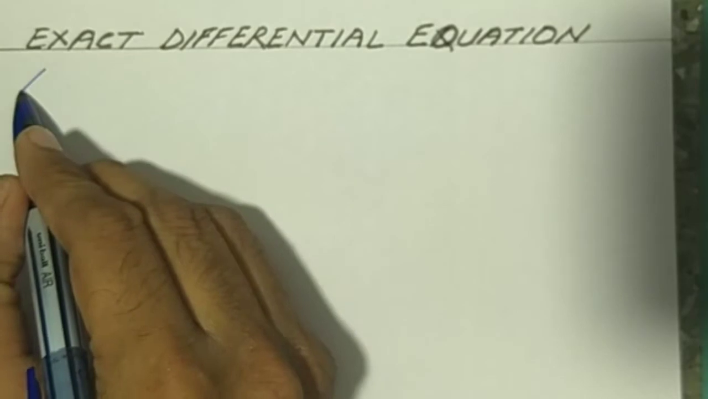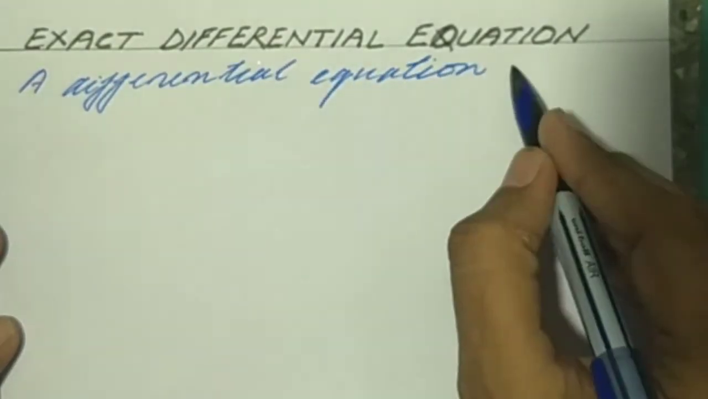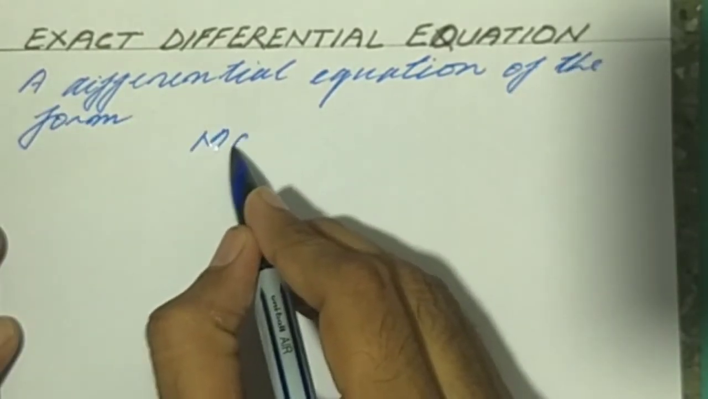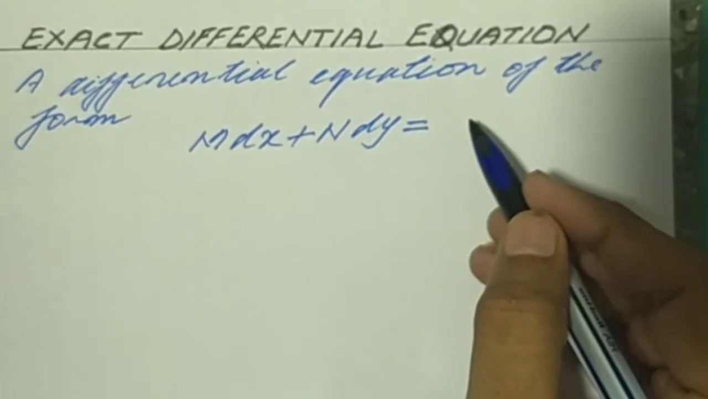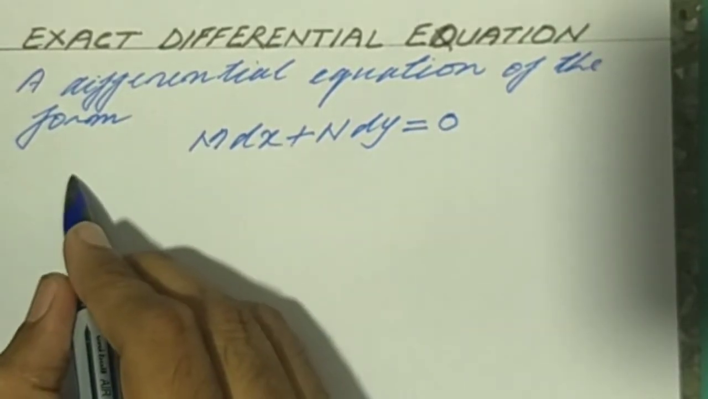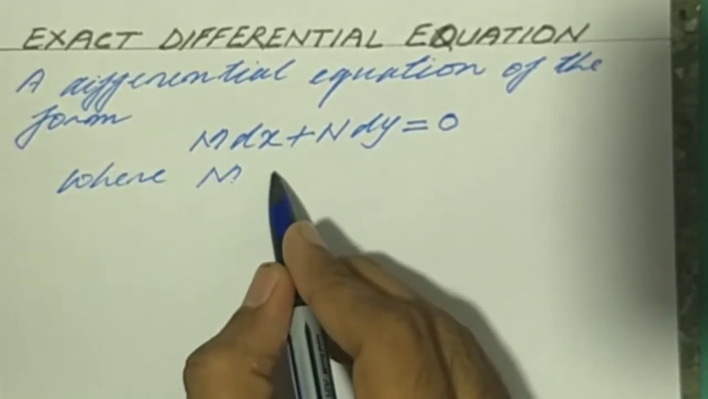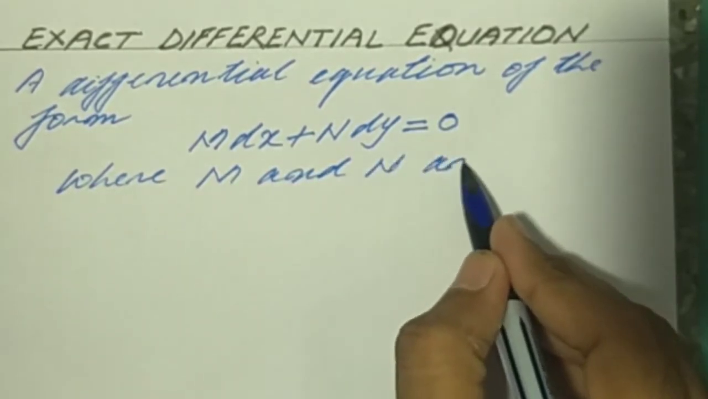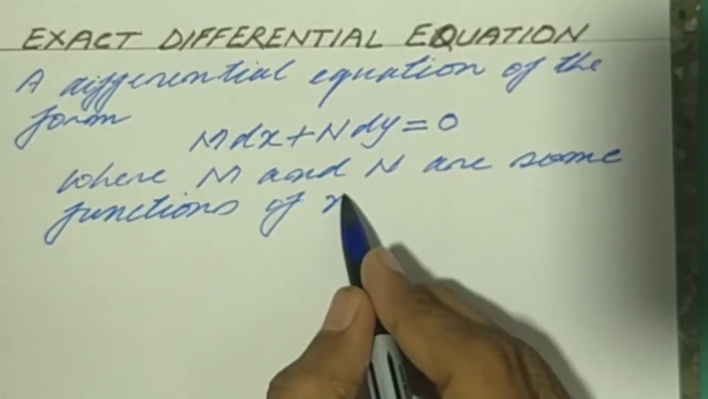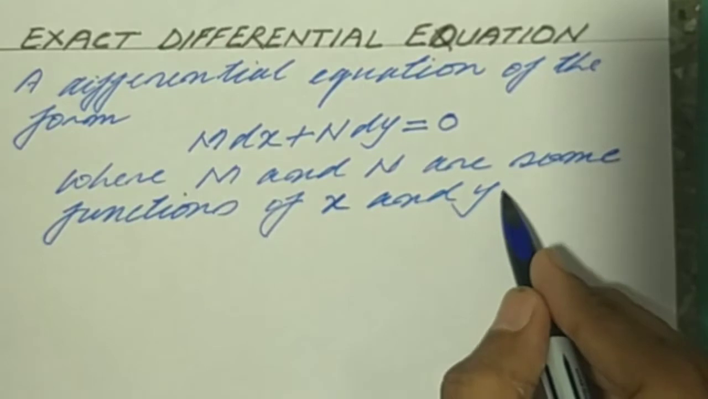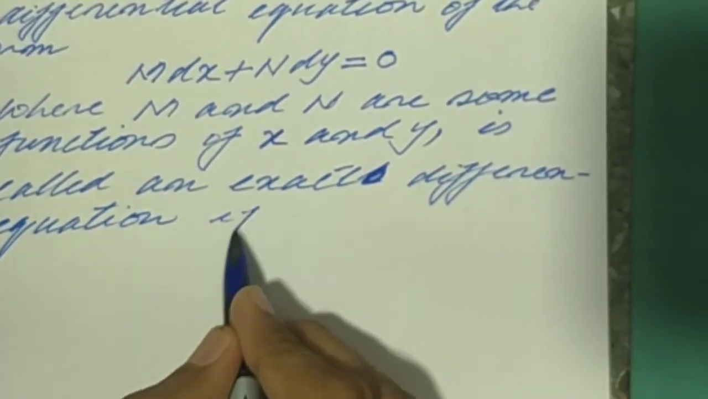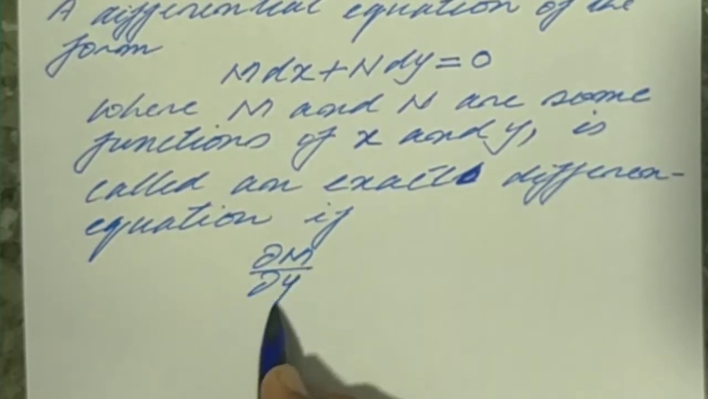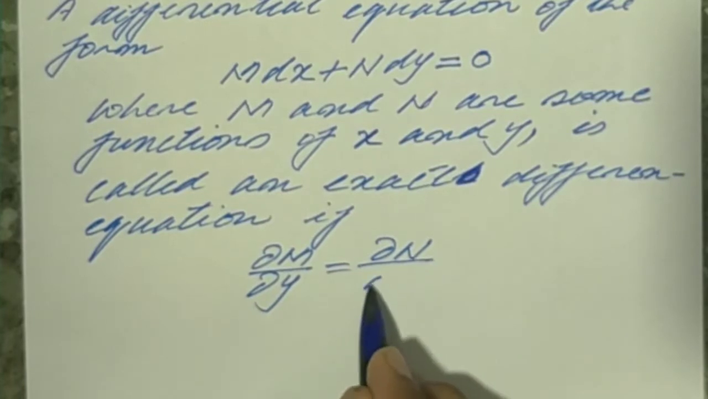Exact differential equation. What is an exact differential equation? A differential equation of the form M dx plus N dy is equal to 0, where M and N are some functions of x and y, is called an exact differential equation if del M upon del y is equal to del N upon del x.